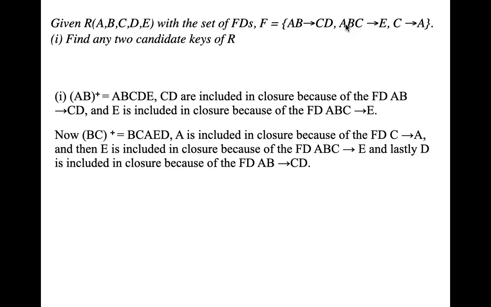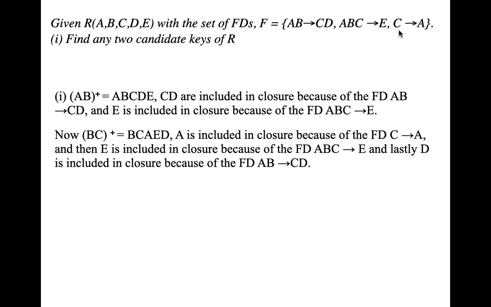Now, by removing A from this, using only BC, we can also reach all the attributes. Let's see. If you take just BC, BC is there, and from C you get A. That is how A gets added. So now we have ABC. With AB you get CD, and using ABC you get E. So using just BC we can reach all the attributes. You get me? So even though ABC is on the left hand side, BC is the minimal set that leads to all the attributes.